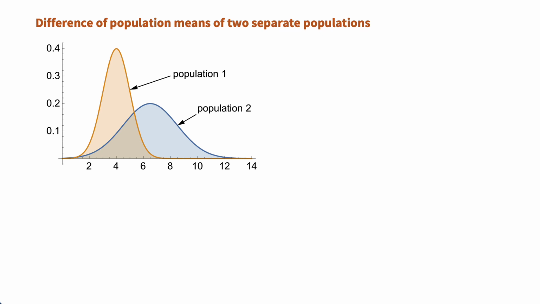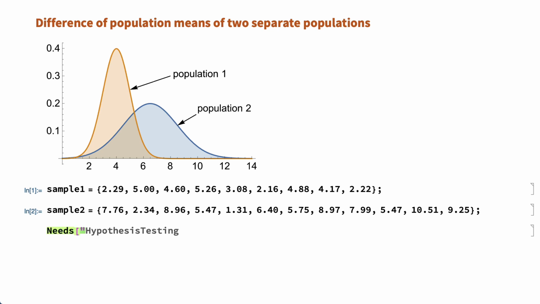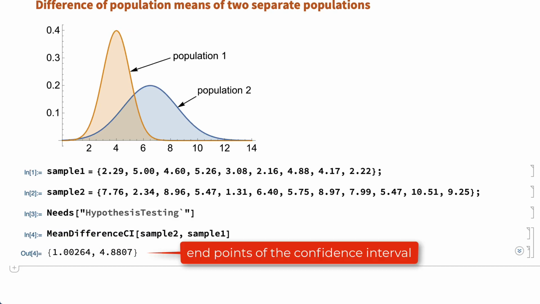Unlike matched pair data, samples from these populations are independent samples, not measurements from the same individuals before and after treatment. The confidence interval can be computed by collecting samples from each population and using the mean difference CI function with those samples as arguments.